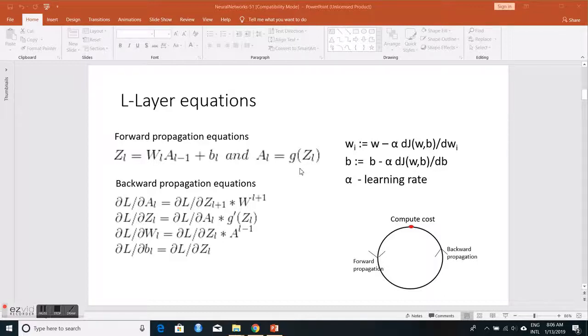And the backward propagation equations are: dL by dAl, that is the activation of the lth layer, is dL by dZ(l+1) times W(l+1). dL by dZl is equal to dL by dAl times the derivative of the activation function at the lth layer, g prime of Zl. And dL by dWl is dL by dZl times A(l-1). And dL by dBl is dL by dZl.